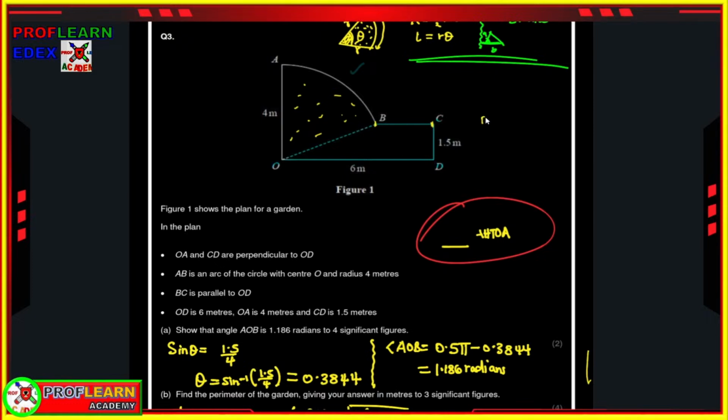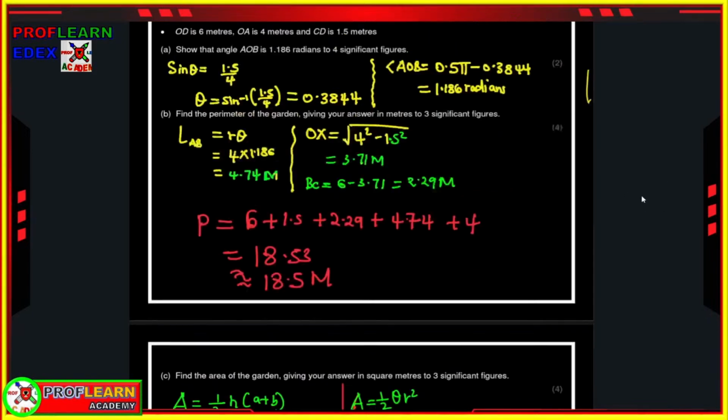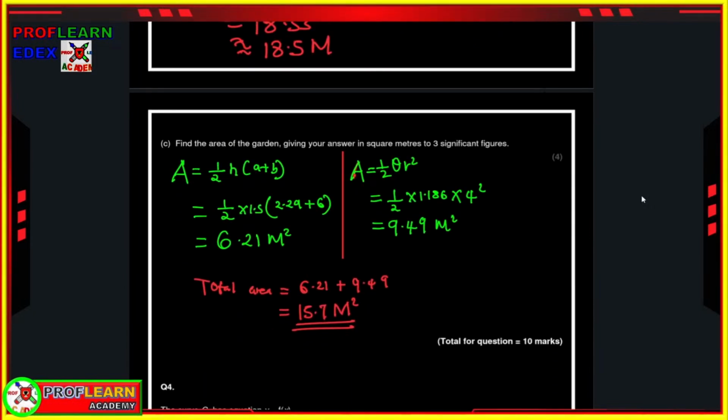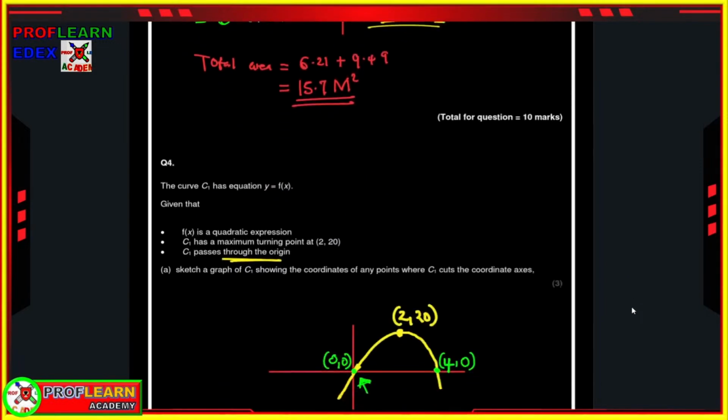You can apply the area of a trapezium, which is half h into a plus b, where this will be our a, this will be our b, and this will be our h. Substituting that into the formula, we get the area of the trapezium being 6.21. Area of the sector is a half r squared theta, which I got as 9.49. If I add the two, I get a total of 15.7 meters squared.